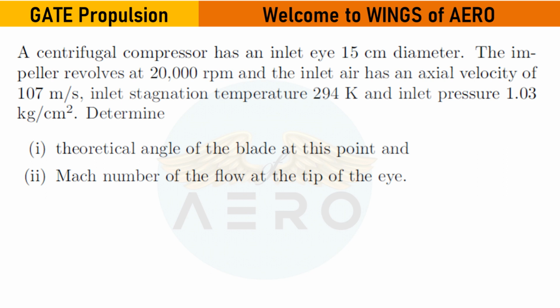A centrifugal compressor has an inlet eye 15 cm diameter. The impeller revolves at 200 rpm and inlet air has an axial velocity of 107 meter per second. Inlet stagnation temperature 294 Kelvin. Inlet pressure 1.03 kg per meter square.